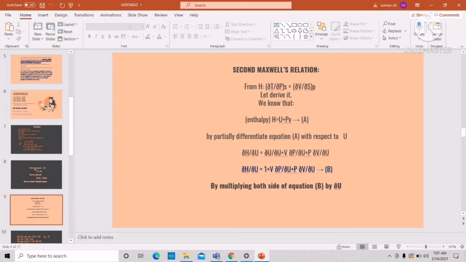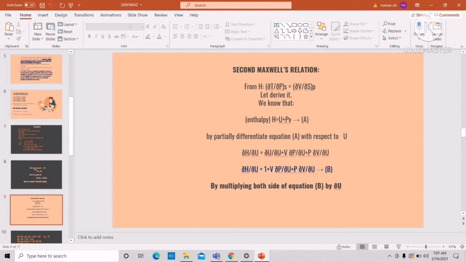Moving forward, the second Maxwell's relation. Here we have from H: ∂T/∂P having S constant is equal to ∂V/∂S having pressure constant. Let us derive it. We know that enthalpy is equal to U plus PV, which makes equation A. By partial differentiation of equation A with respect to U, ∂H/∂U = ∂U/∂U + V∂P/∂U + P∂V/∂U.